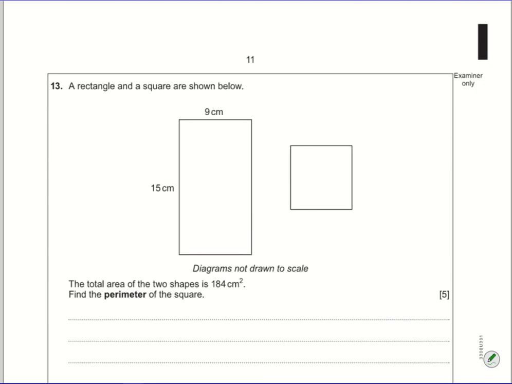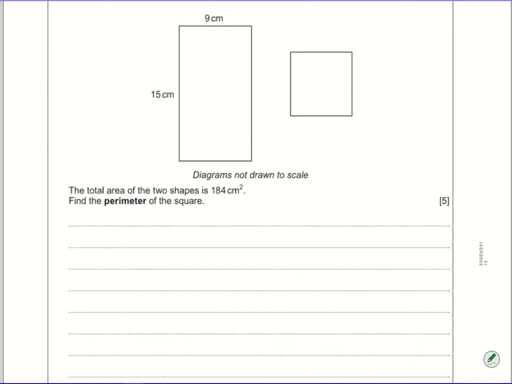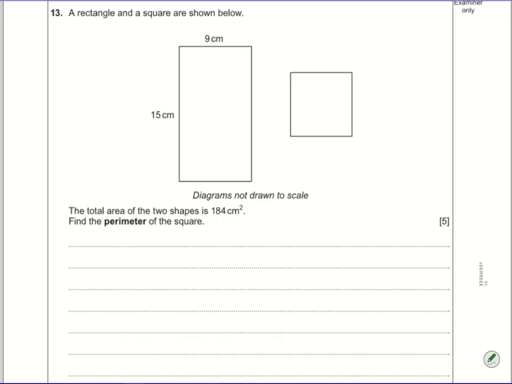Flying through now. So question 13 is an area and perimeter problem. So the total area of the two shapes is 184. Find the perimeter of the square. It doesn't sound like you've got a lot to go on, but remember a property of a square is that all 4 sides are the same length.